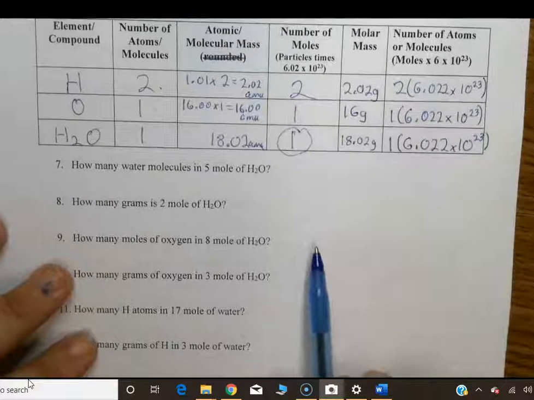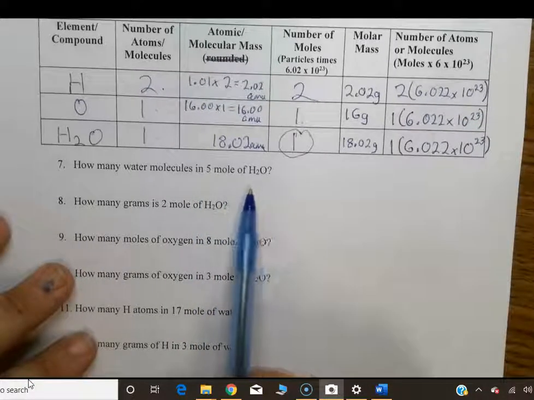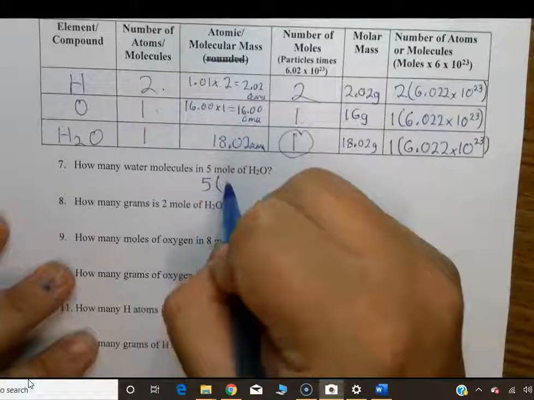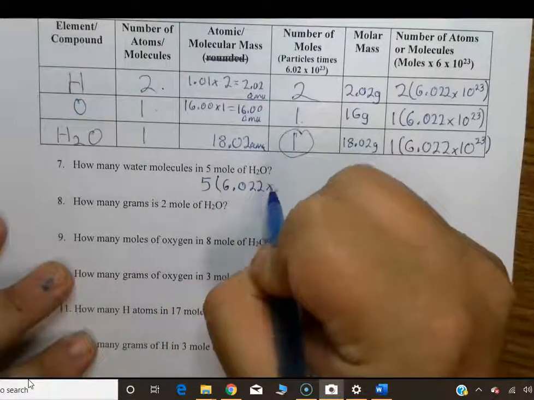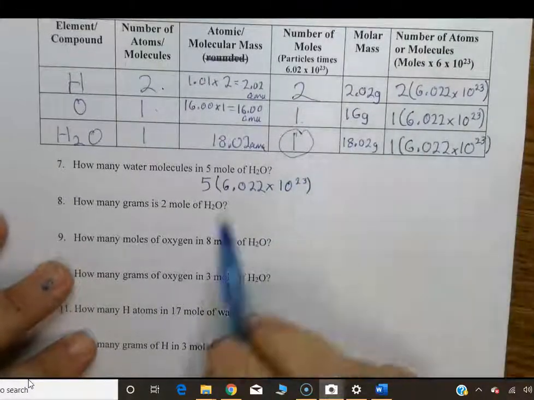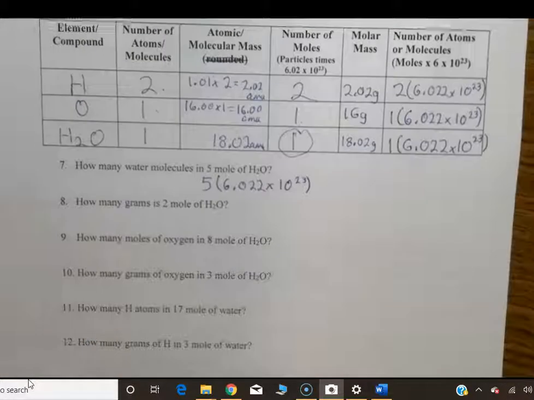So let's answer these questions. How many water molecules are in 5 moles of water? Well, a mole is that standard number. It's Avogadro's number. So you just multiply 5 times 6.022 times 10 to the 23rd. And you don't have to do the math on it, just so long as you understand the concept. It's 5 times 6.022 times 10 to the 23rd.